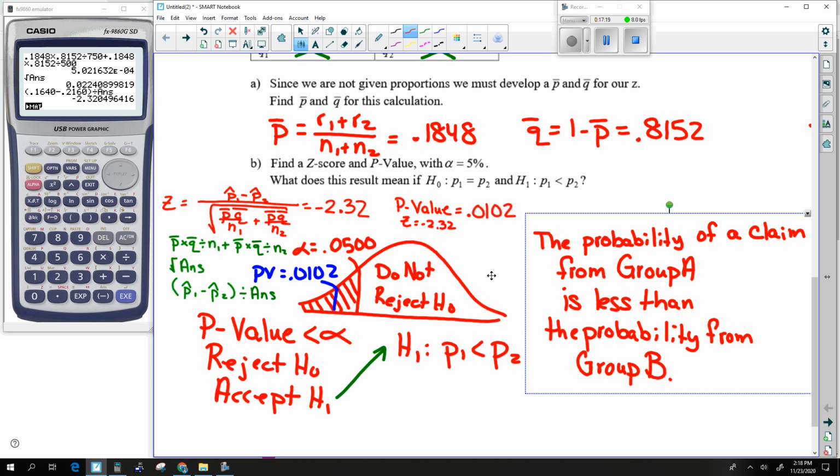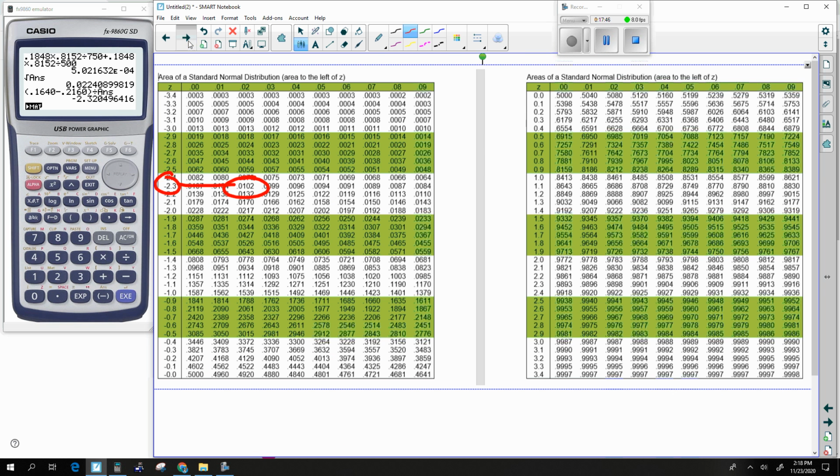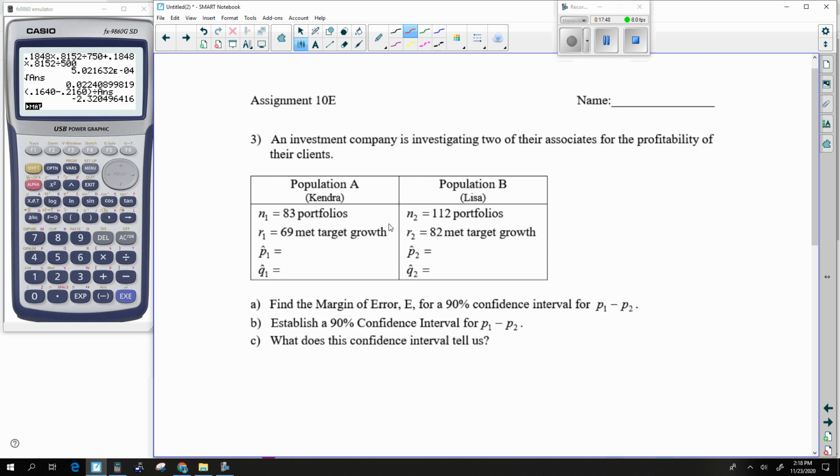And again, if it's do not reject H0, just like how we did in the averages, we are unable to prove a difference between the probabilities of 1 and 2. So we are unable to prove a difference in the probabilities of the claims of group A versus group B. Again, make sure you use the word probability in there.